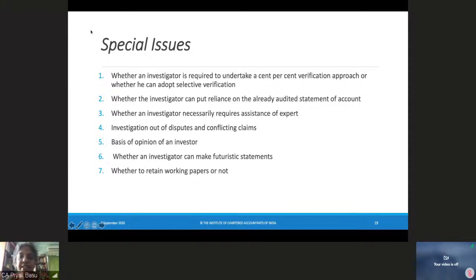Whether the investigator necessarily requires the assistance of an expert, investigation out of dispute or conflicting claims, and the basis of the opinion of an investigator. Whether an investigator can make futuristic statements. Can I make futuristic statements? It depends again on the scope of the work. It all depends on the scope of the work.